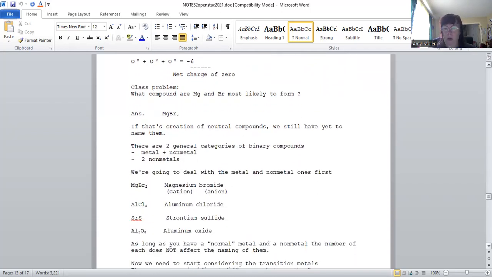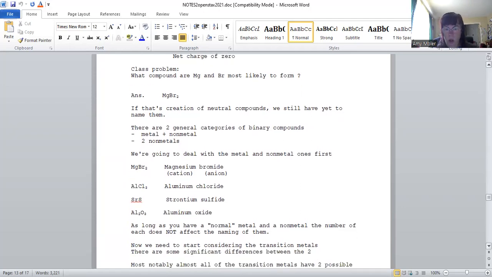How about MgBr? All right, so you have to think about this. Magnesium has a +2. Bromine is a halogen, so -1. You can't just use a single bromine ion. You actually need 2, because you have to have the 2 negatives to cancel out the 2 positives on your magnesium.